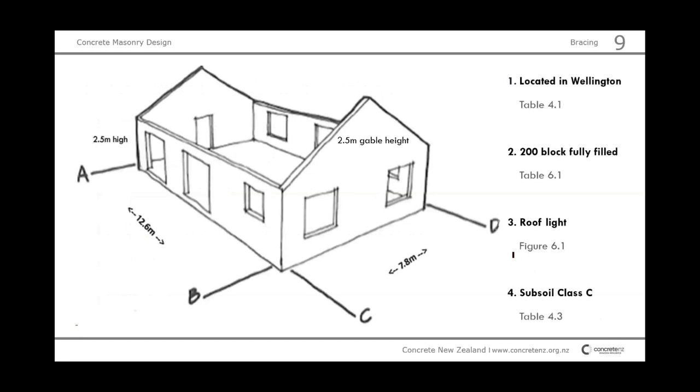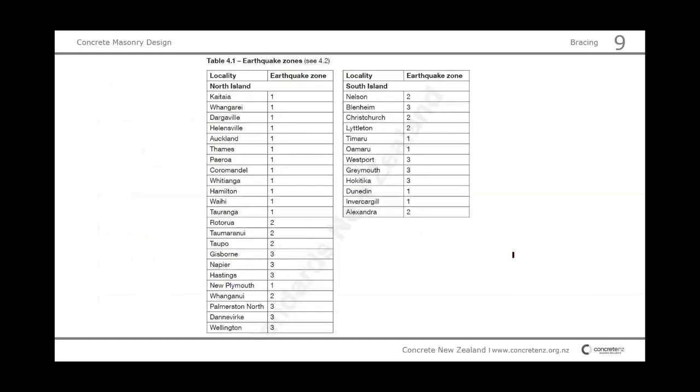Okay, it's located in Wellington, which is earthquake zone 3. We use 200 blocks fully filled. We have a light roof and we build on subsoil class C. Once we know that, here are the earthquake zones. Wellington is here, number 3. Auckland is 1. Christchurch is 2. We built in Wellington, earthquake zone 3.